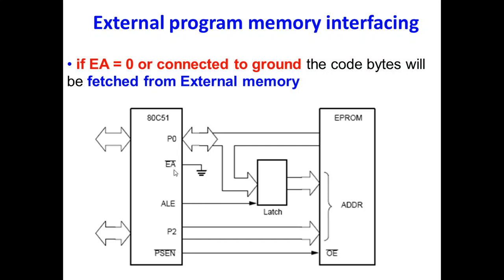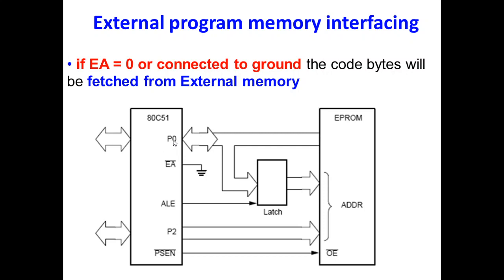Now this EA pin, what do you mean by EA pin? External access. This pin is connected to ground. It means that we are taking the code from the external memory. That is clear. Okay. After that, you are sending the address from which you want to access the code, and for that address, you are sending through port 0 and port 2: lower byte through port 0 and higher byte from port 2.